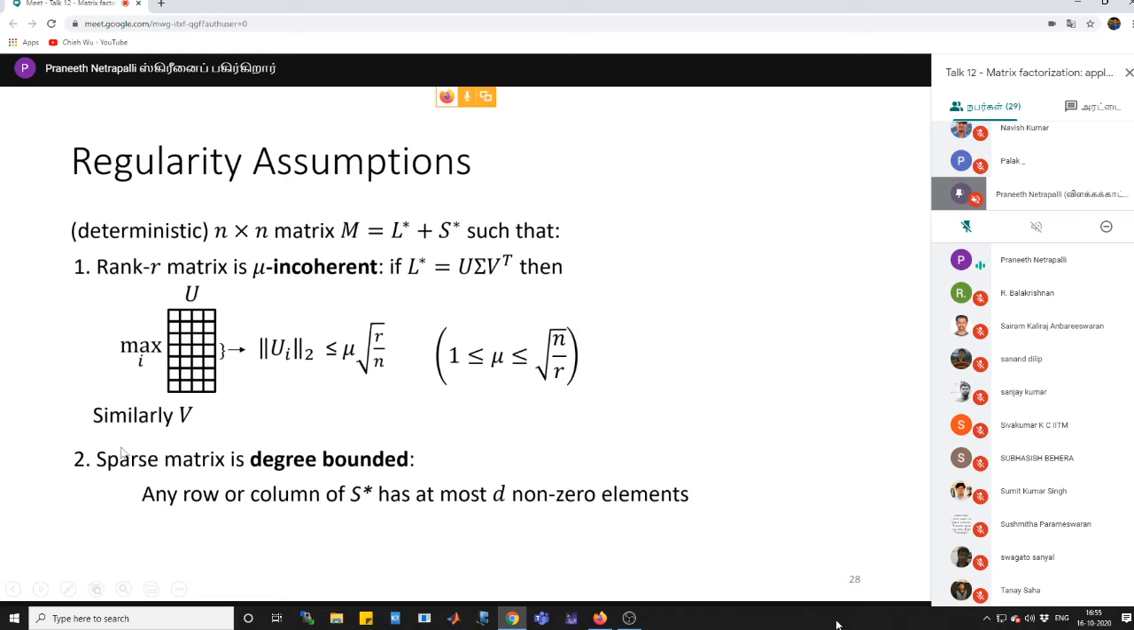Okay. The second condition is that the sparse matrix is degree bounded. What we mean by that is that we look at the underlying true sparse corruption matrix S star, and it has at most d non-zero elements in any row or any column. Okay, so are the two assumptions clear? So we're assuming that the underlying matrix M is L star plus S star, where L star is rank r and mu incoherent, and S star is degree bounded with only d non-zero elements in any row and any column. So these are the assumptions.